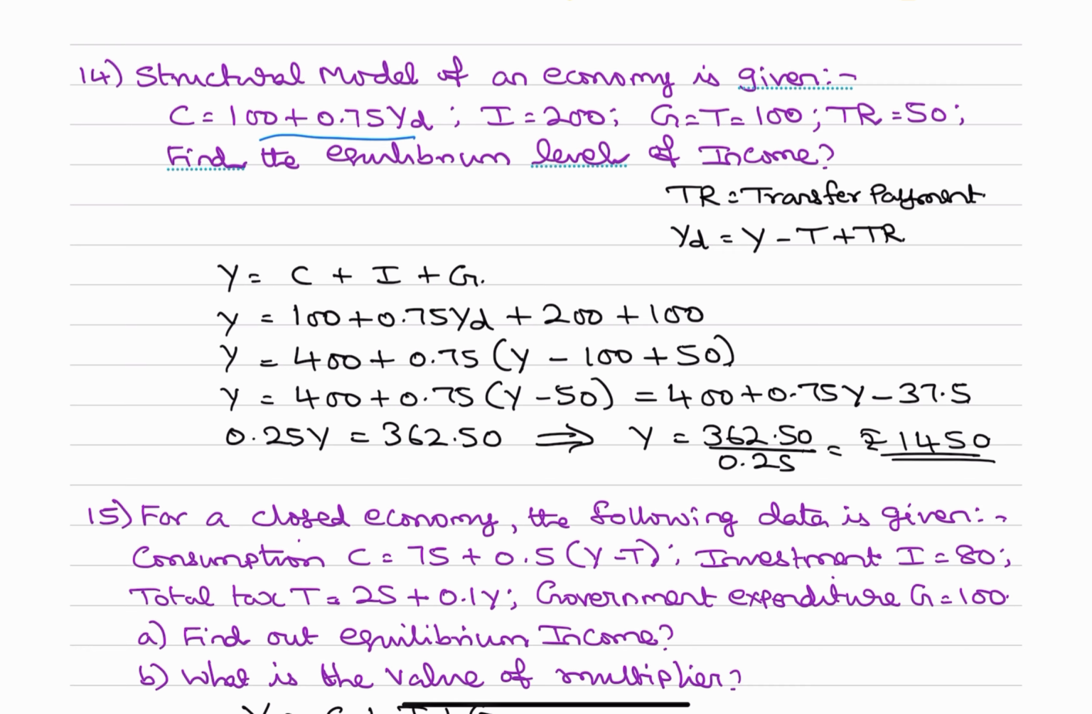Then YD is equal to Y minus T plus TR. Here Y has to be calculated. T is 100 and TR is 50. Substituting these values for YD, we get the simplified value. Here Y is equal to 400 plus 0.75. Substituting the values for YD, we get 400 plus 0.75 minus 37.5. Simplifying these values, we get Y is equal to 1450.